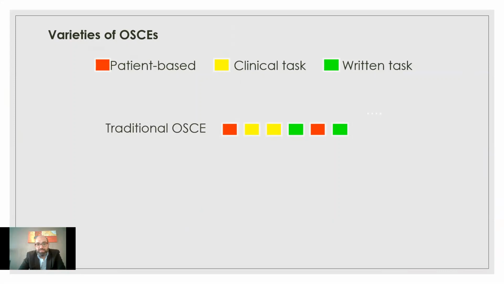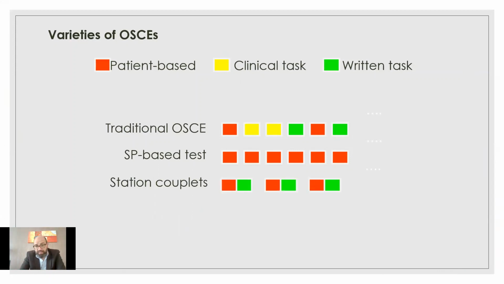So this is how the OSCE used to look in the past, a traditional OSCE. There is a patient-based station, clinical task, written task, then there's a standardized patient-based test where we have patients in all the stations. There is another model which is station couplets. You have the patient, then you have some kind of written task afterwards. And this is an example: here you can find the room where the students get examined, and here you can find some kind of desktop where they can do some kind of entry, prescribing, requesting investigations, or whatever the station is about.